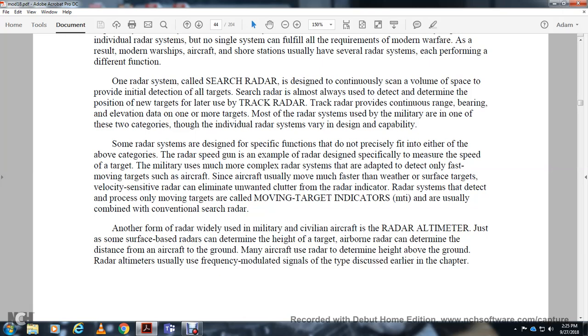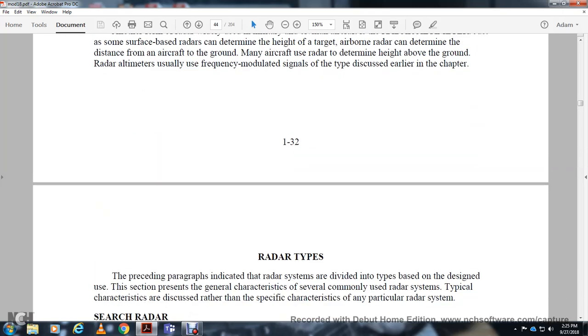Another form of radar widely used by military and civilian aircraft is the radar altimeter. It is an airborne radar used to determine the distance of the aircraft above the ground. Radar altimeters use the frequency modulated signal type that I described earlier in this chapter.